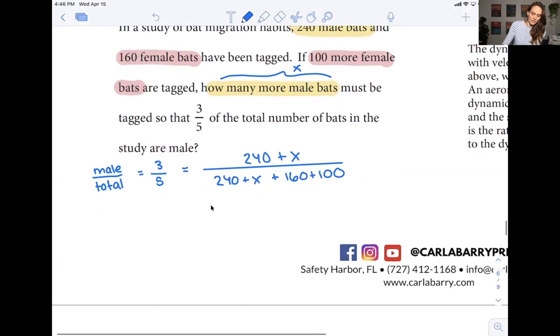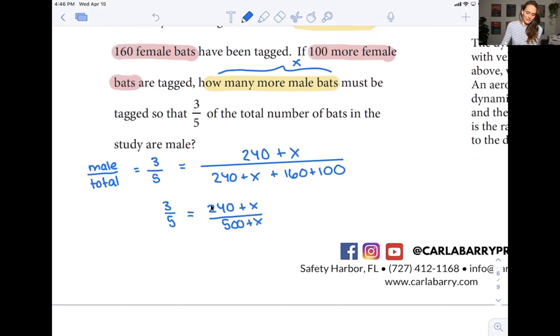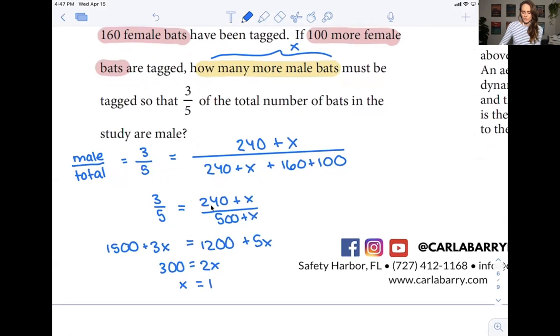So that would give me 3/5 equals 240 plus x over 500 plus x. I would cross multiply and then get 1500 plus 3x equals 1200 plus 5x. I would combine like terms, divide, so I would get 300 equals 2x, divide both sides by 2, and x equals 150. Once you are at this point right here, you could also use your calculator.